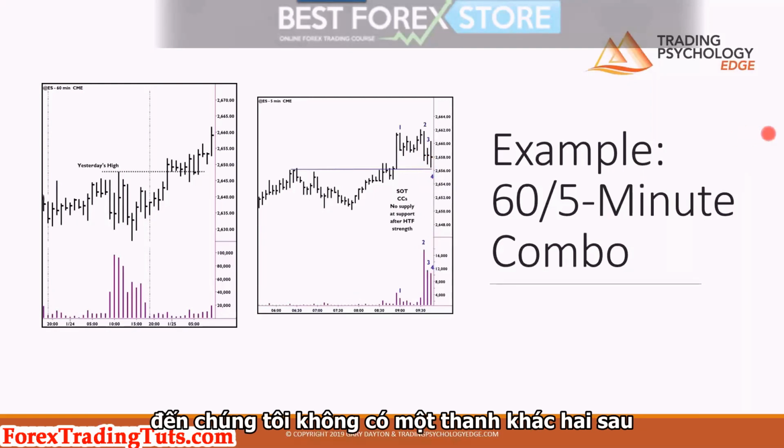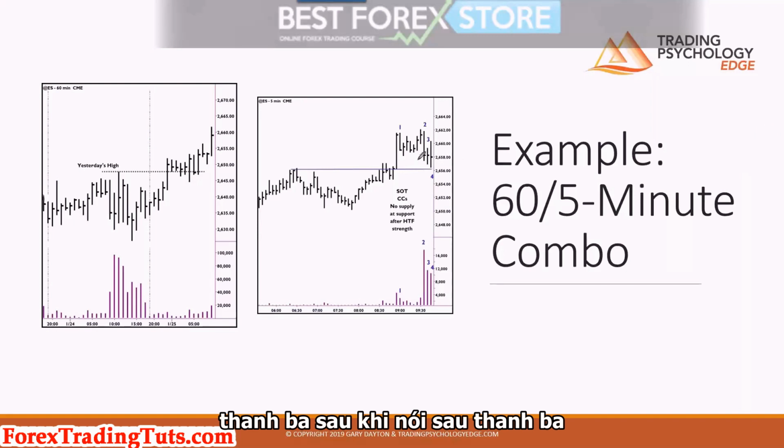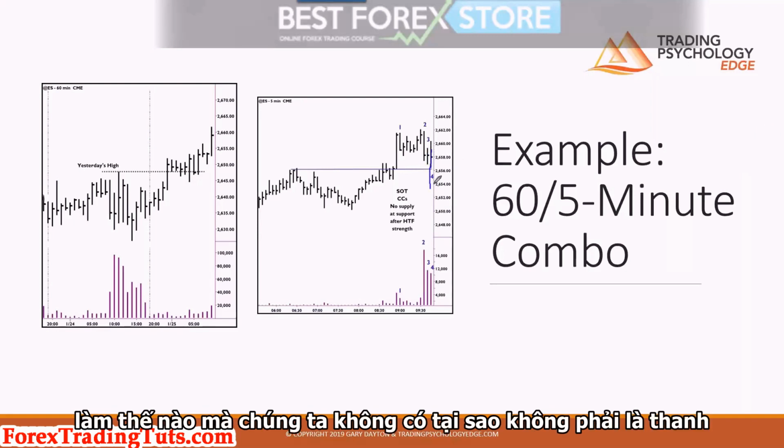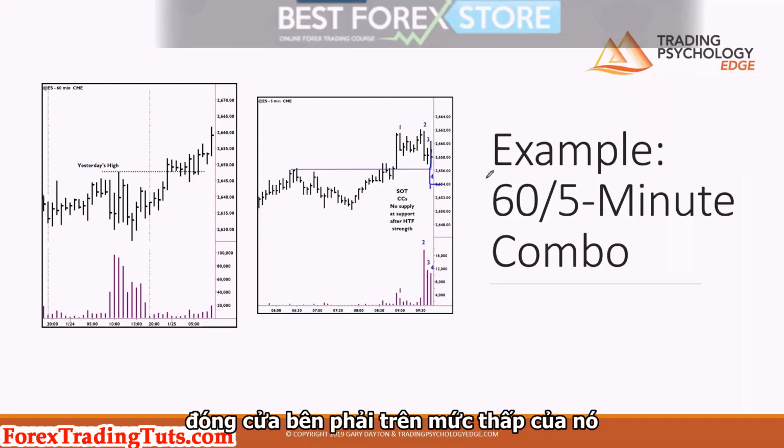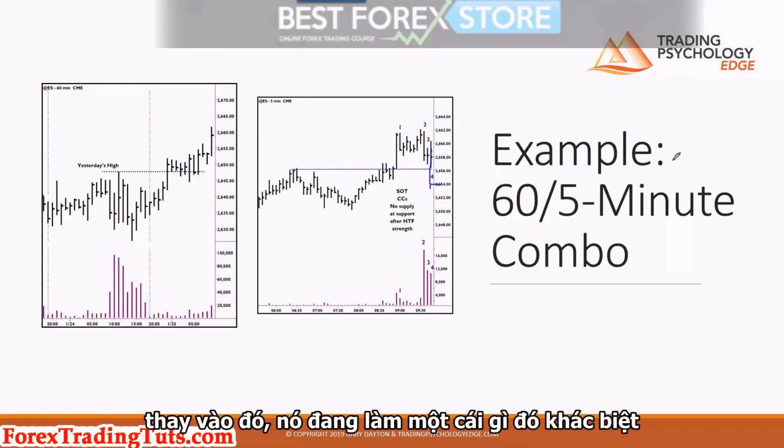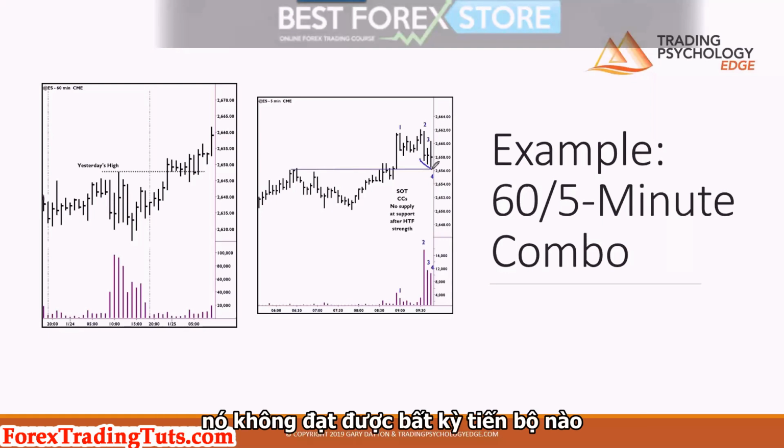How come we don't have another bar 2 after bar 3? Why isn't bar 4 like this, closing on its lows? Instead, it's doing something different. It's not making any progress down.